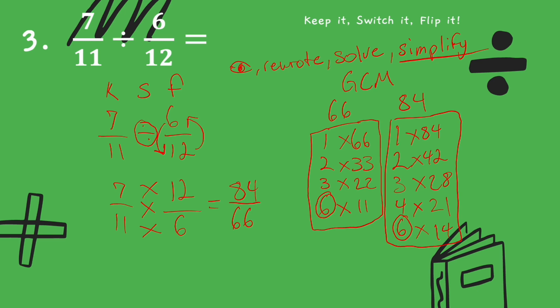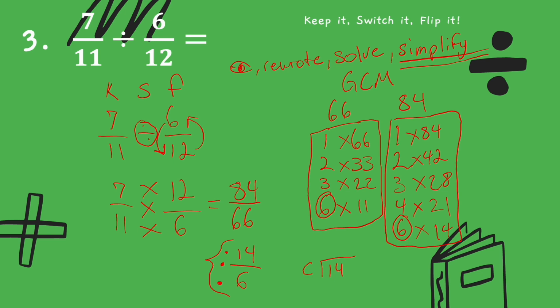So our answer, instead of being 84/66, is going to be 14/6. Now we can simplify it even more. So reading our fraction as a math problem, we have 14 divided by 6. We can write that out.